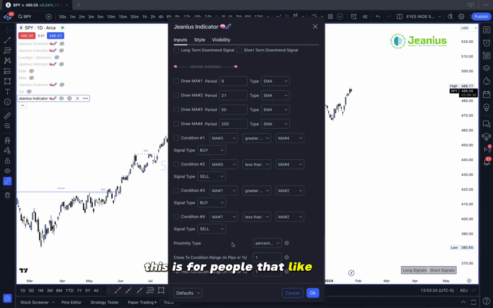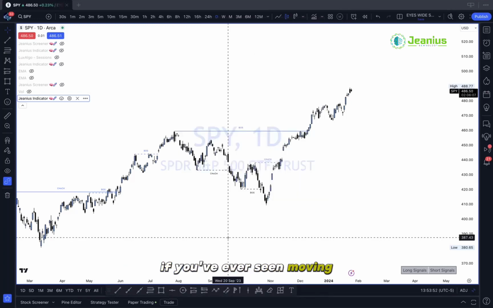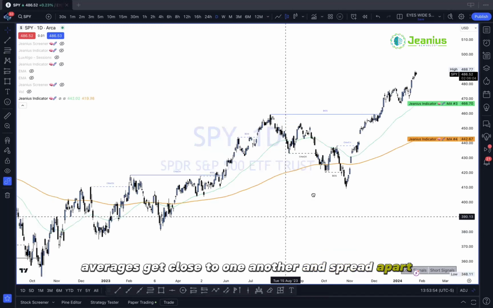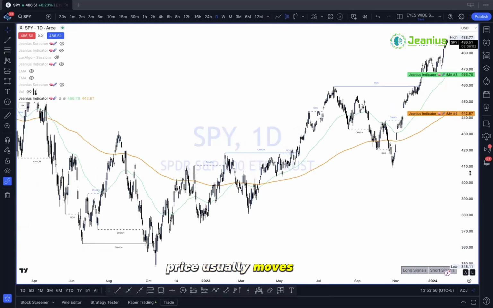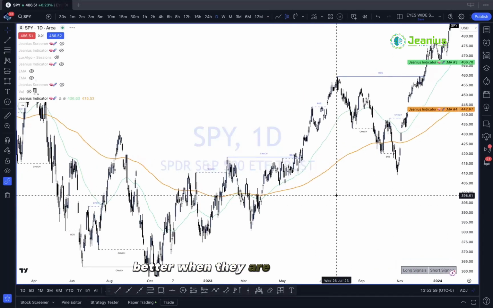This is for people that like to acknowledge if there are two moving averages of emphasis, and if they're further or closer apart, that will determine the strength of that trend. If you've ever seen moving averages get close to one another and spread apart, let me put these moving averages back on. Price usually moves a lot better when they are further apart.